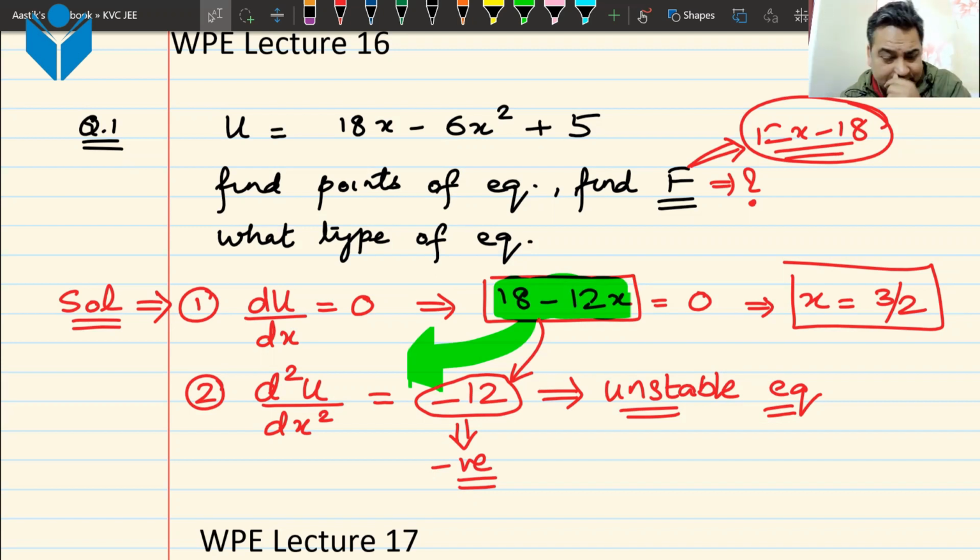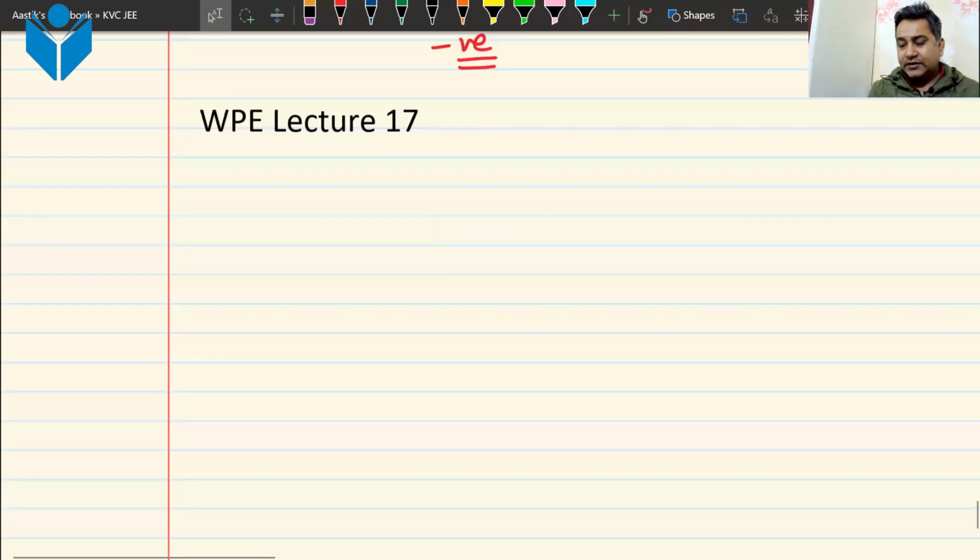There can be more than one point of equilibrium. If there are more than one points of equilibrium, there can be different types of equilibrium at different points. So that is what we are going to start the class off with. Let us start with a question in this class, and then we'll discuss what is going to happen in this case.